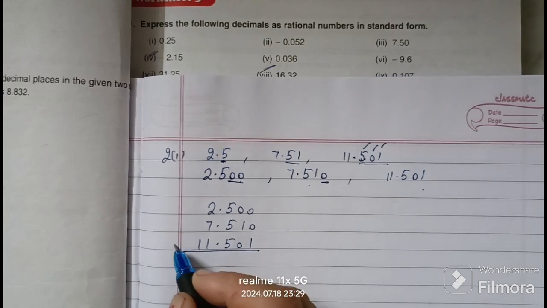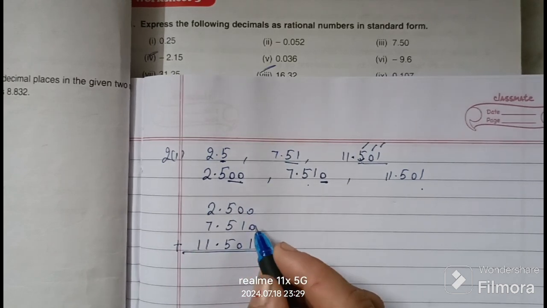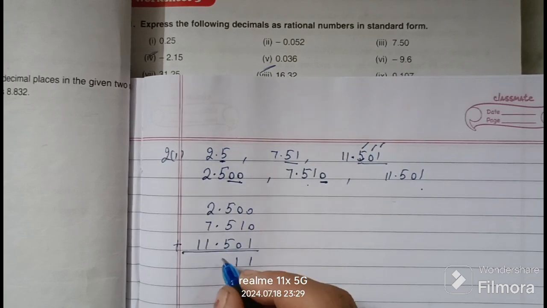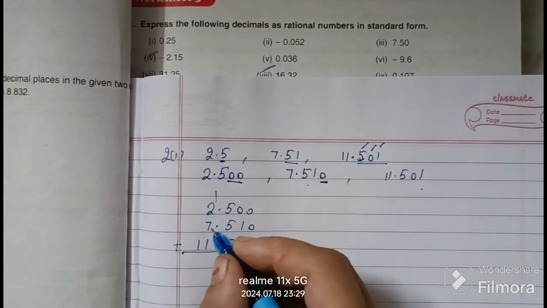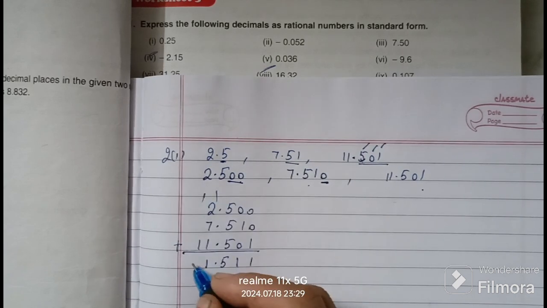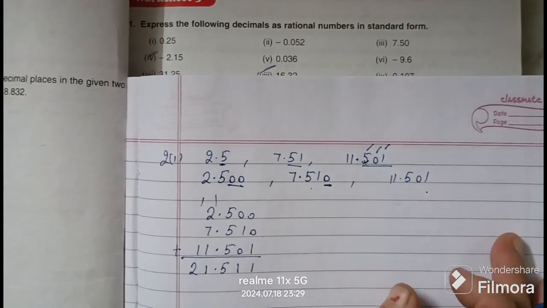So I'm going to add these numbers. 1 plus 0 plus 0 is 1. 1 plus 0 plus 0 is 1. 5 plus 5 plus 5 is 15. And 7 plus 2 is 9, 10 and 11. So that is 21.511.